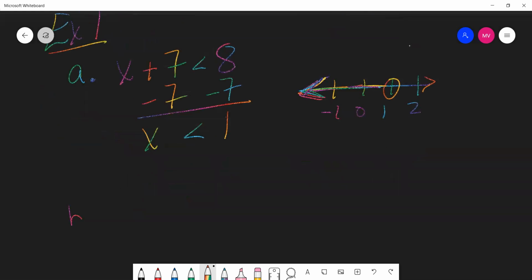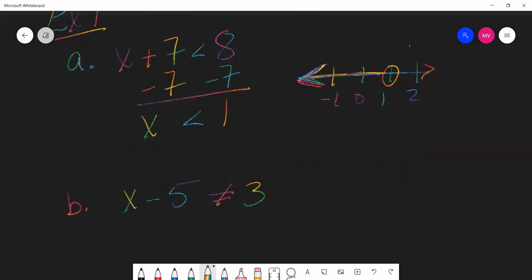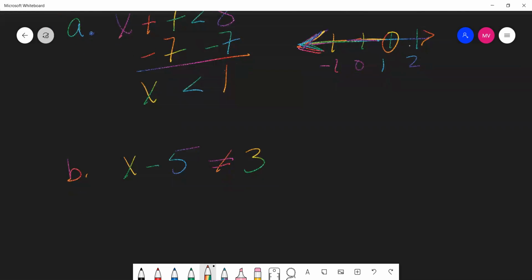All right, let's look at B. So B is x minus 5 does not equal 3. All right. So girls, either one of y'all want to suggest what do we need to do to solve for x?